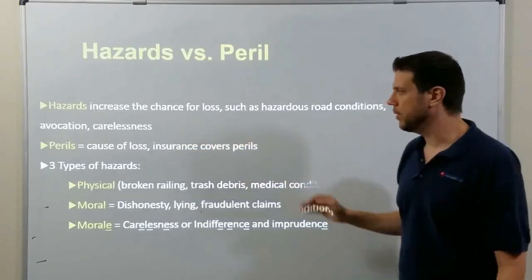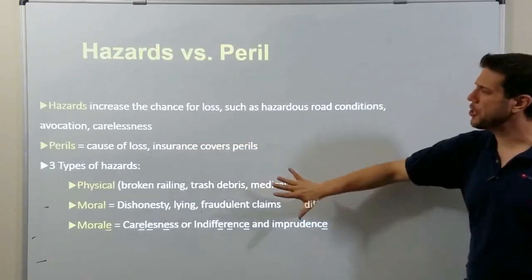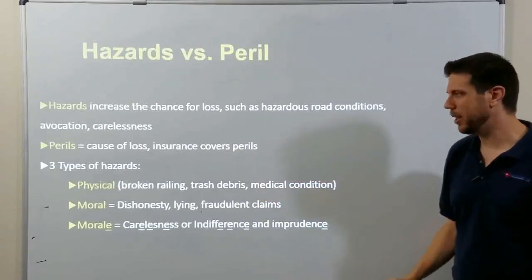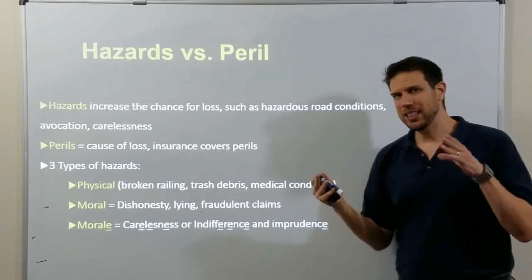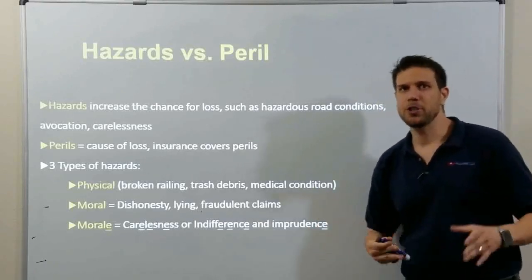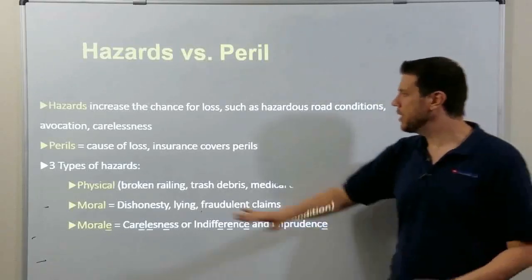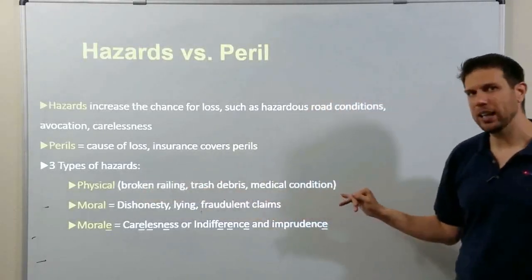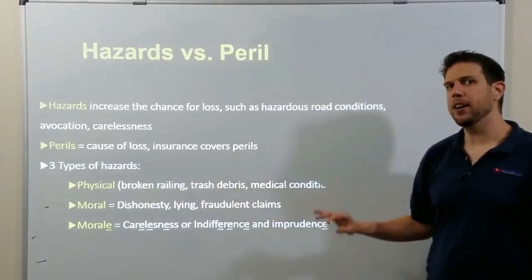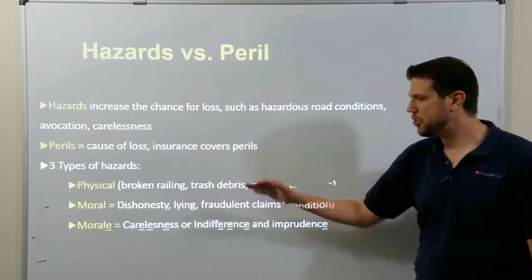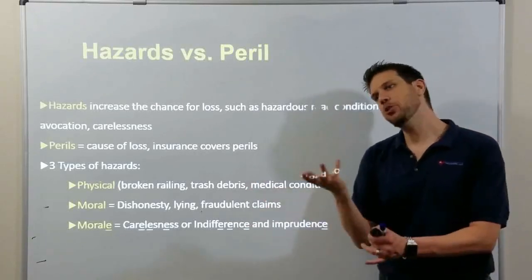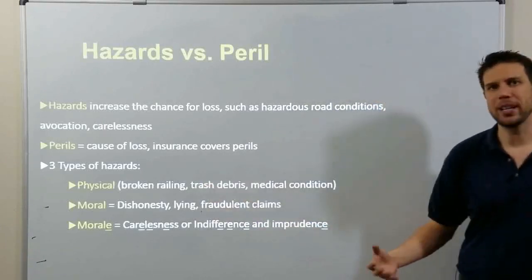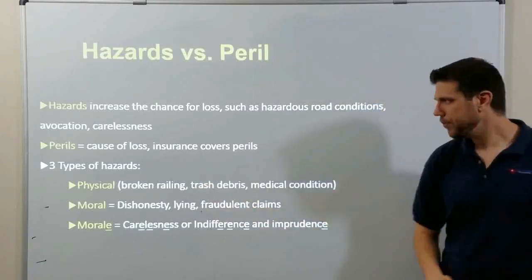Perils are the cause of loss. Let's first finish up hazards before we talk about the perils again. A physical hazard is something that you can physically touch, pick up, move, change, feel. A physical hazard would be like a broken railing, a broken step. A physical hazard could be like trash debris on your floor. Physical hazards are things that increase your chance of loss that you can physically touch.